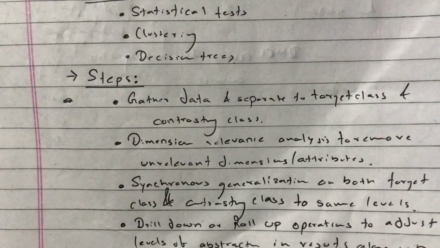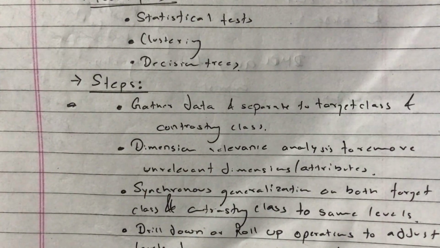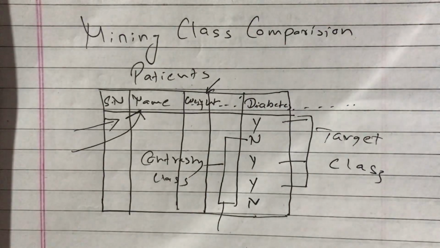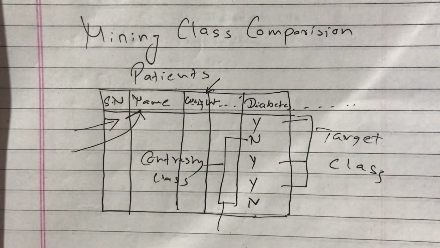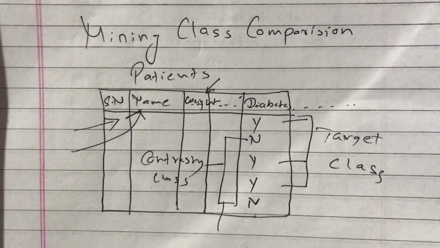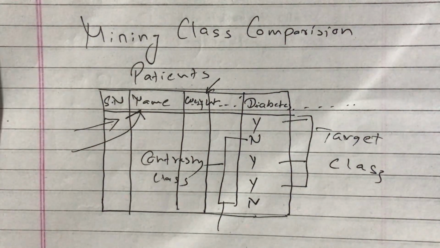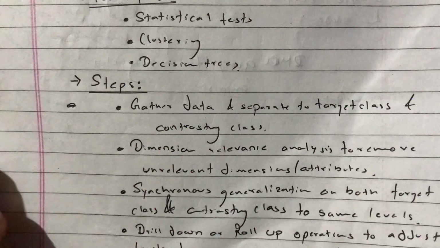Then you will do synchronous generalization. Synchronous generalization means you are going to generalize on the target class. First you will see which dimensions can be combined, or what level of generalization you can achieve, so that you can optimize your queries and operations. And you will do the same level of generalization in the contrasting class. Since you are doing the same level of generalization in both classes, it is called synchronous generalization.